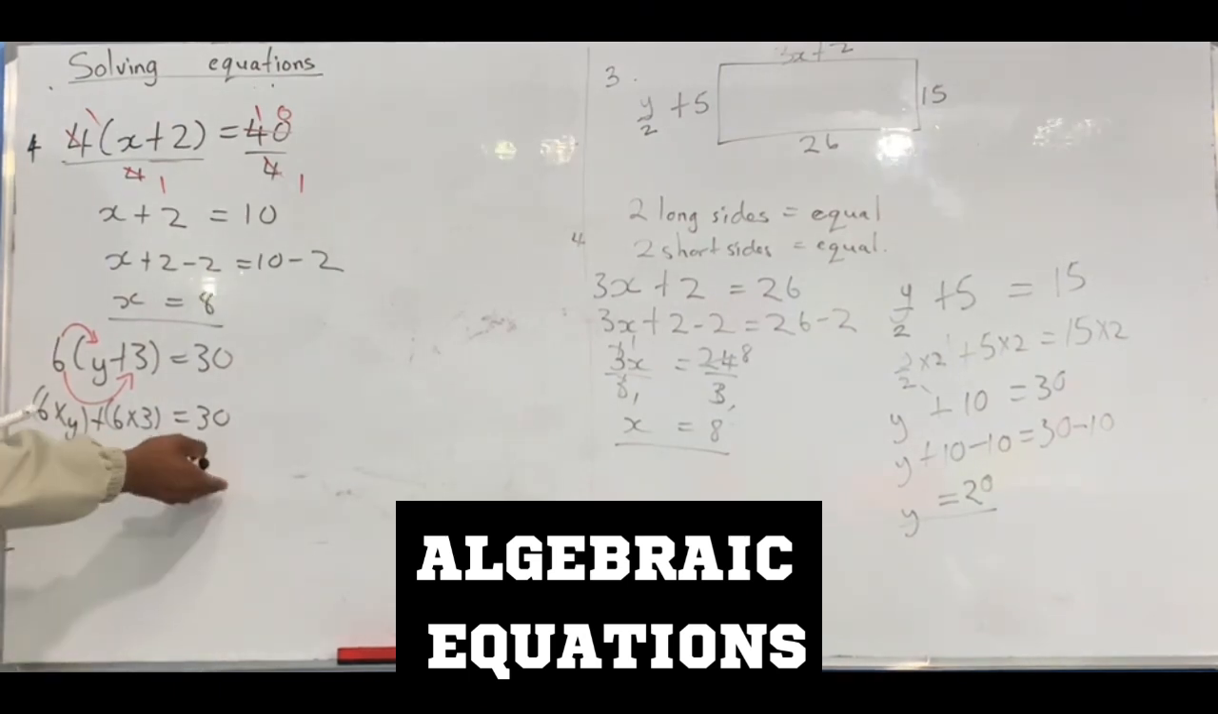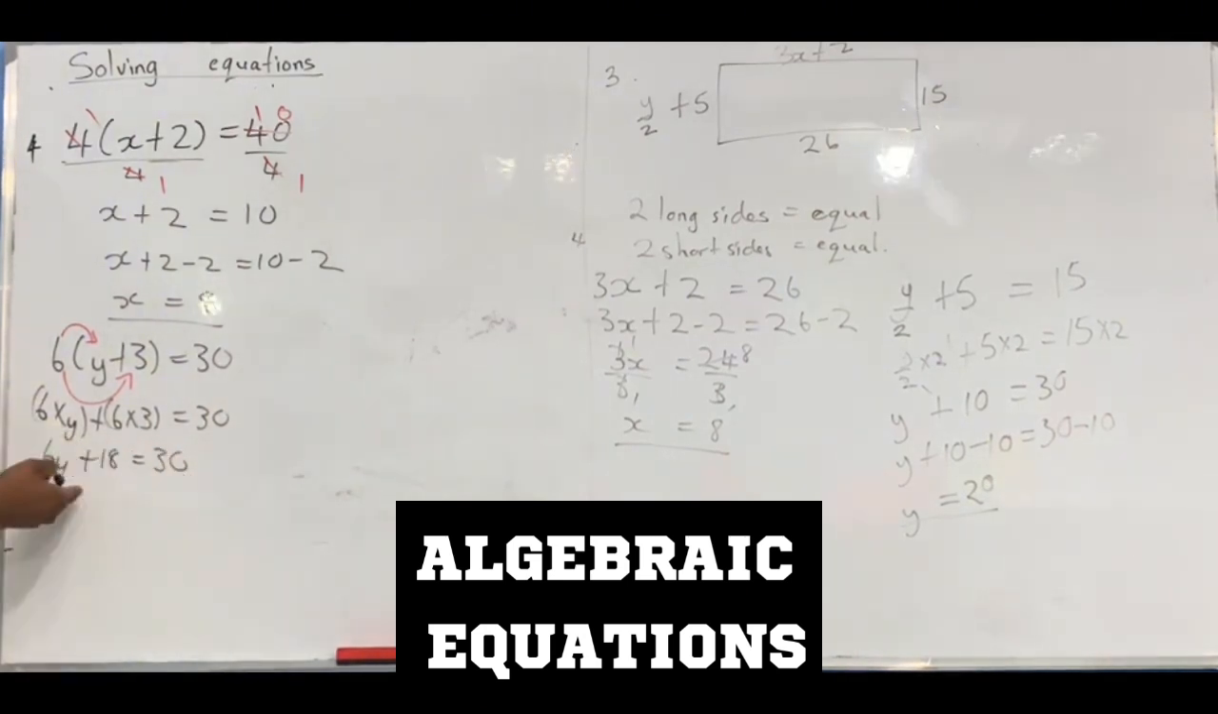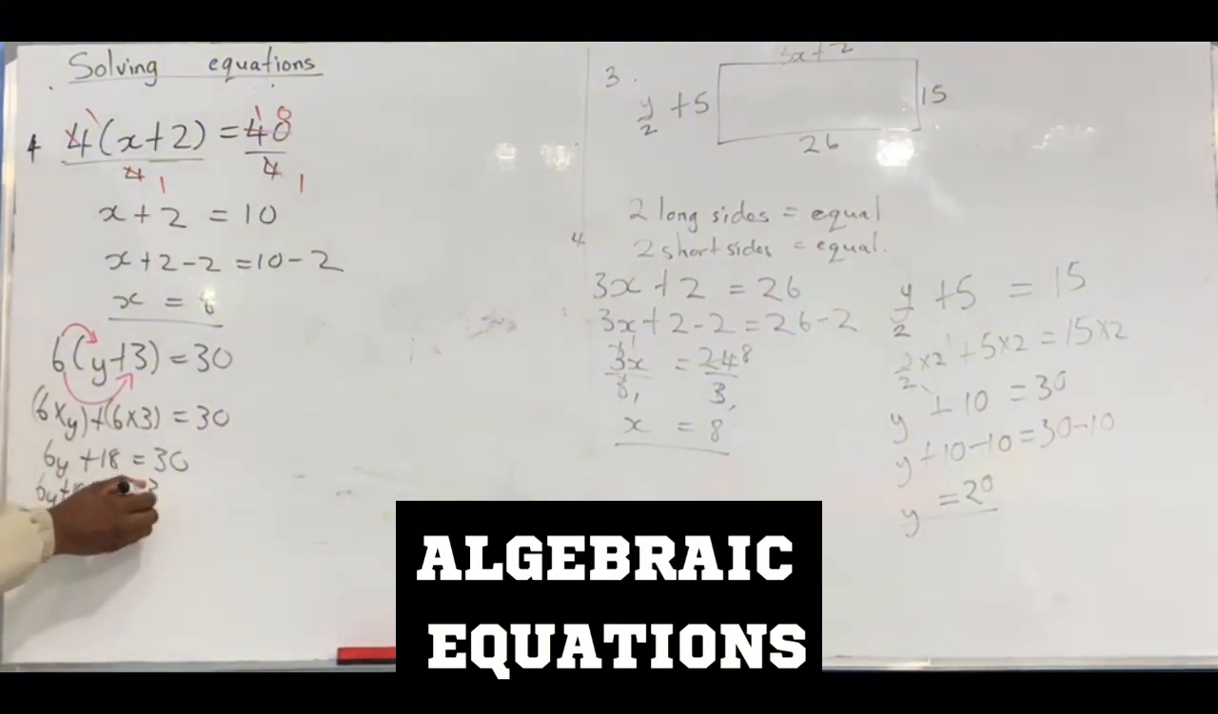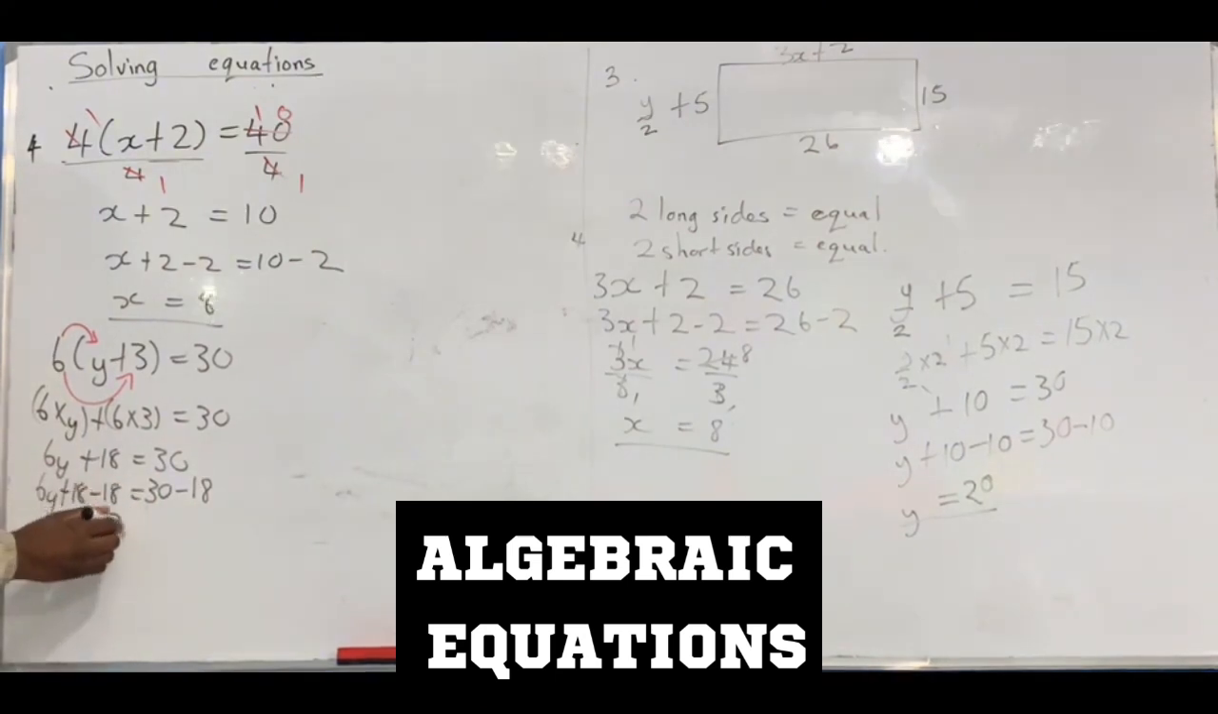We subtract 18 from both sides, or I could divide everything by 6. It depends on what you want to do from here. For me, I'm going to subtract 18 from both sides. 6y plus 18 minus 18 is equal to 30 minus 18. Alright, so what we'll do next is we'll get 6y is equal to 12. Then we divide both sides by 6 so that we remain with y, and then we get y is equal to 2.